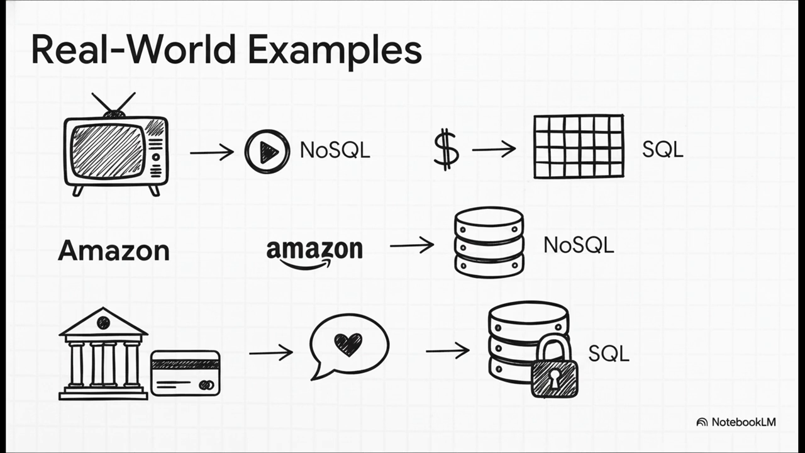Amazon runs its entire product catalog on its own NoSQL database. WhatsApp, with its insane messaging volume, runs on NoSQL. But what about your bank? You can bet they're using SQL. When it comes to your money, you can't afford even a tiny inconsistency.